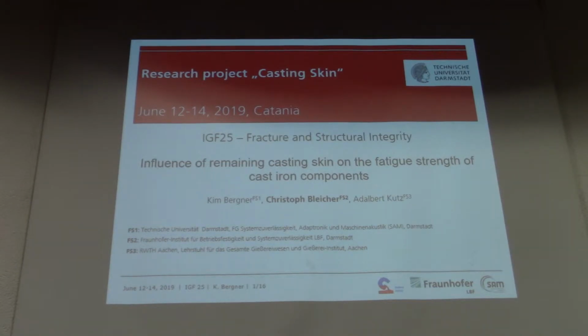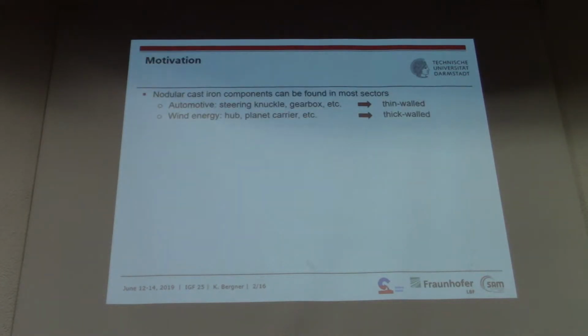My name is Christoph Bleicher, and I work for the second research party in this project called Casting Skin, and we had a look at the influence of the casting skin on nodular cast iron. So some of you might have followed my presentation at noon, dealing also with nodular cast iron and material defects, and now we're looking at the casting skin.